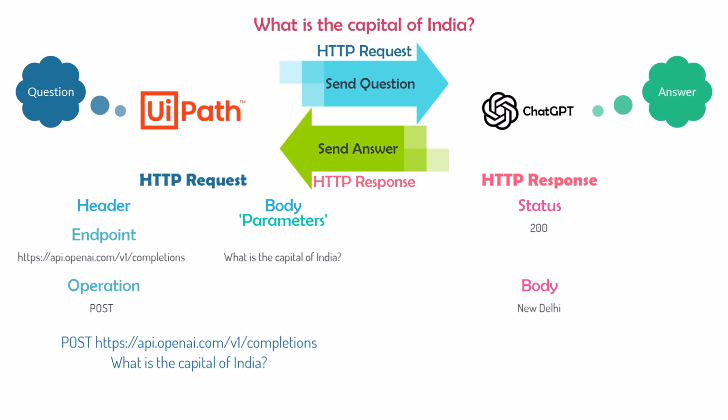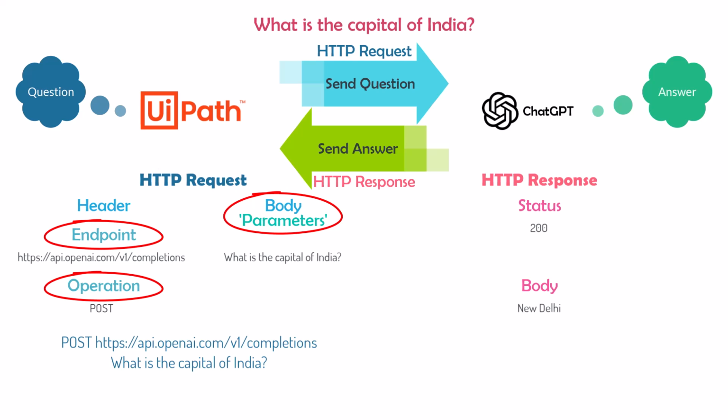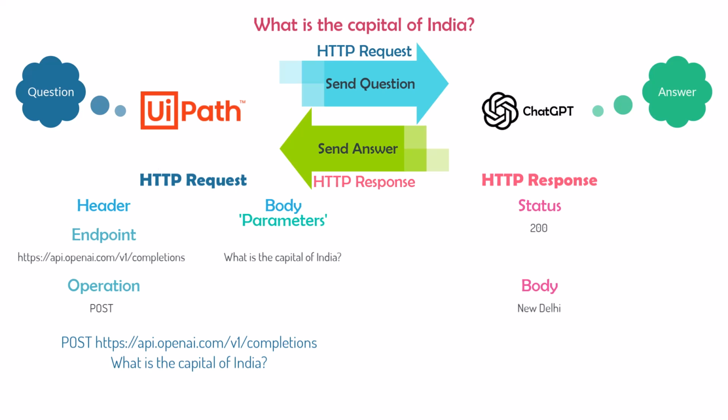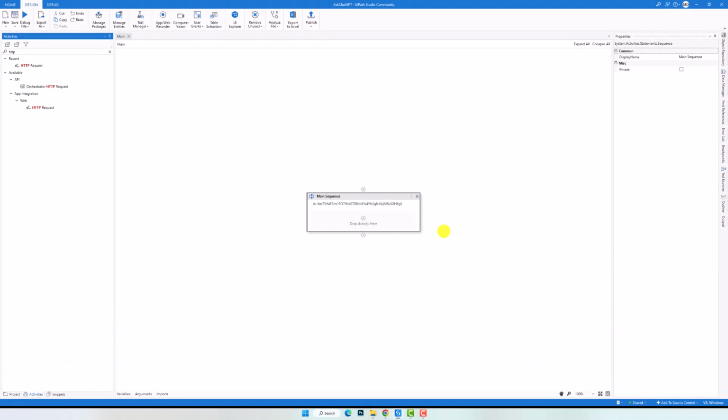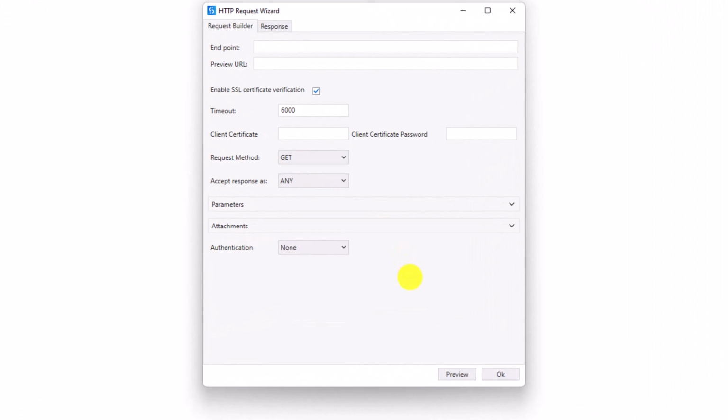To do that, we need to know the following information: endpoint, operation, and body. And we should get the answer from ChatGPT in the form of an HTTP response. The response could be of type XML or JSON. Let's now switch to UiPath to write the request. For that I will use the following activity, which I imported at the start of this video.